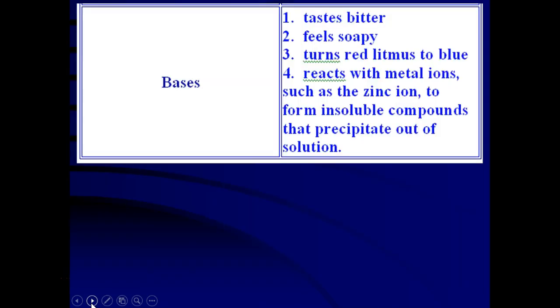Now, bases can be identified in a couple of different ways. One is by taste. They can taste bitter, unlike acids that taste sour. We eat a lot of acids, but we don't eat a lot of bases.